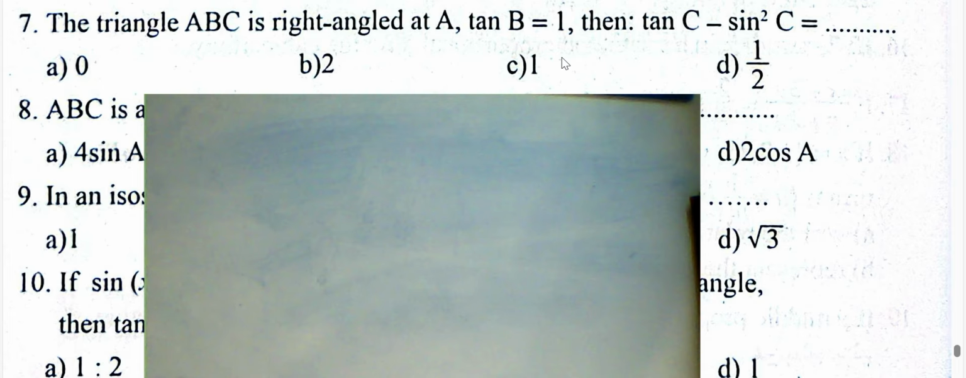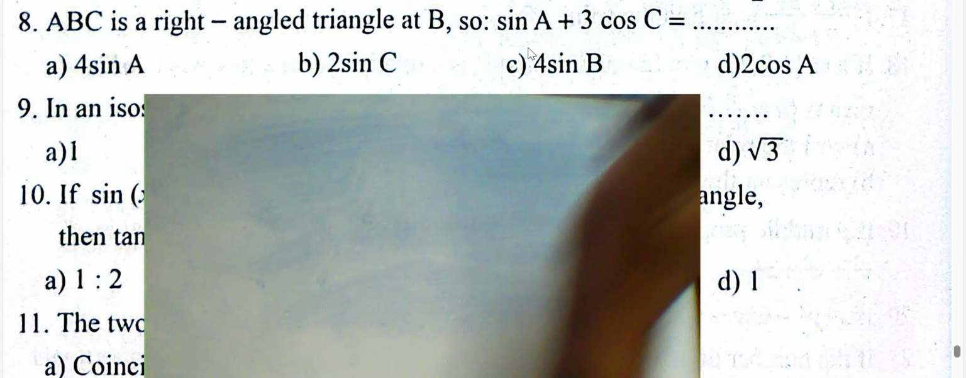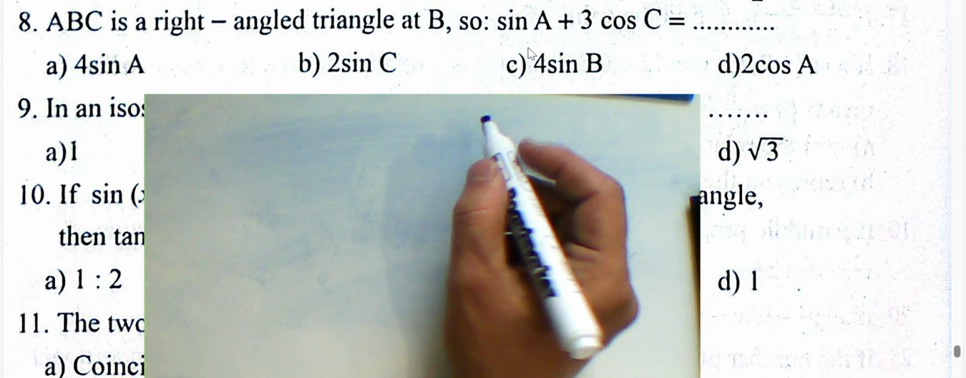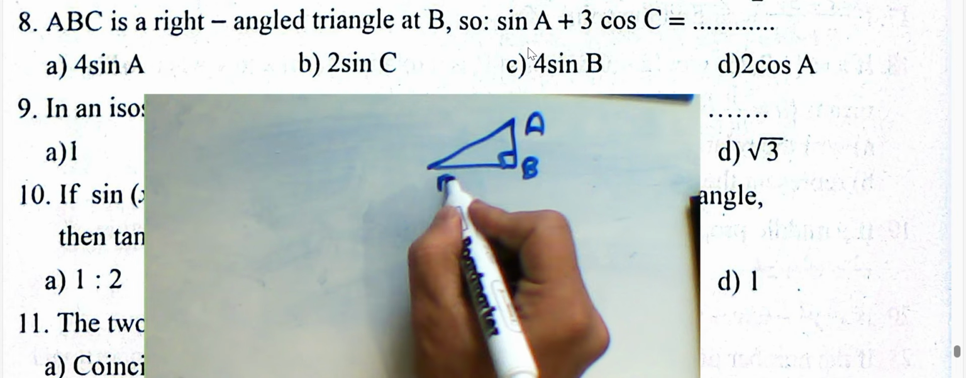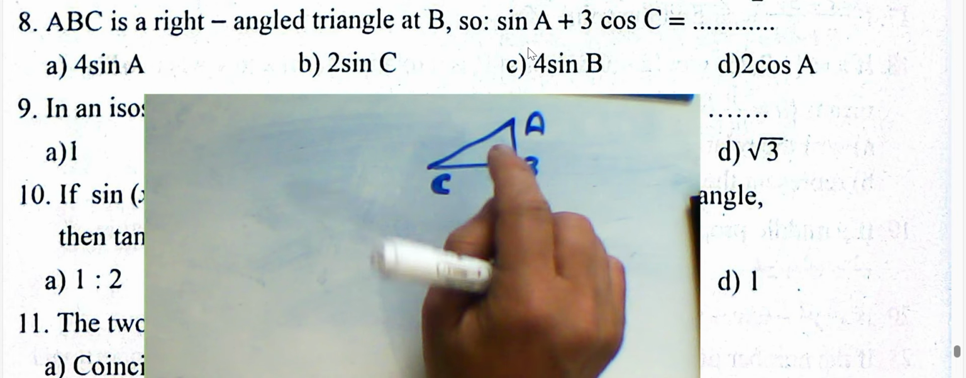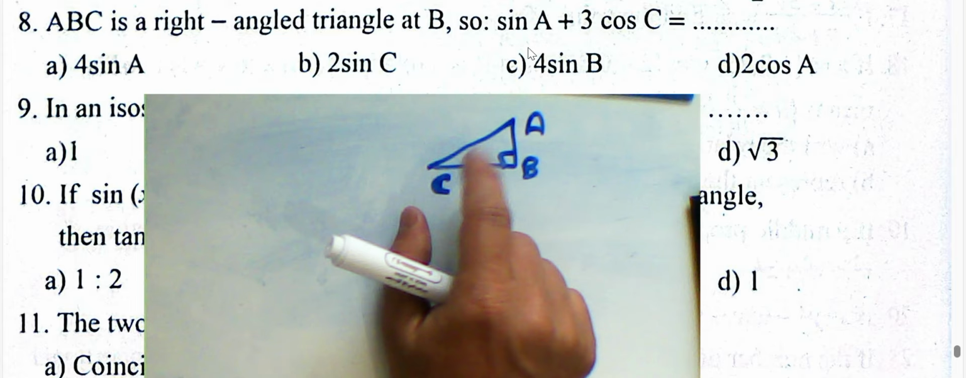Next question. ABC is a right angle triangle at B, so sine A plus 3 cosine C equals what? We have a right angle triangle at B like this, ABC. Look here: sine A is equivalent to cosine C. Do you know this? Then they are equivalent.